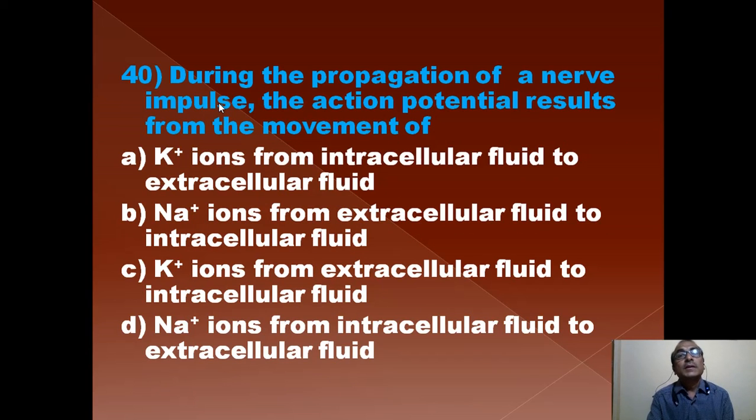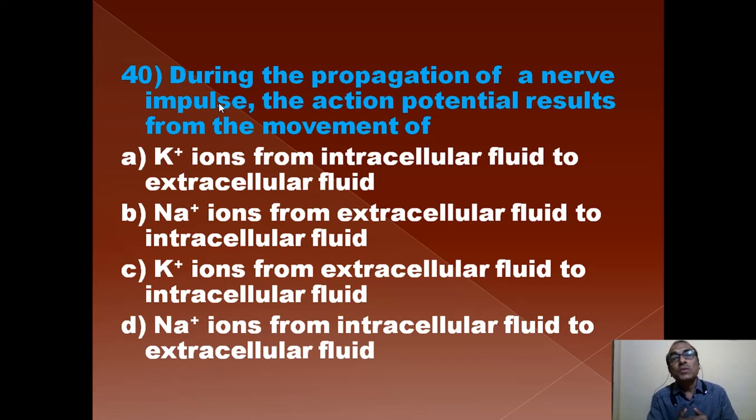Question number 40. During the propagation of a nerve impulse, the action potential results from the movement of. So why is the action potential taking place? What is the fact behind it? A. Potassium ion from intracellular fluid to extracellular fluid. Sorry, intracellular means inside the cell. So intracellular fluid to extracellular fluid, outside the cell. That is option A.